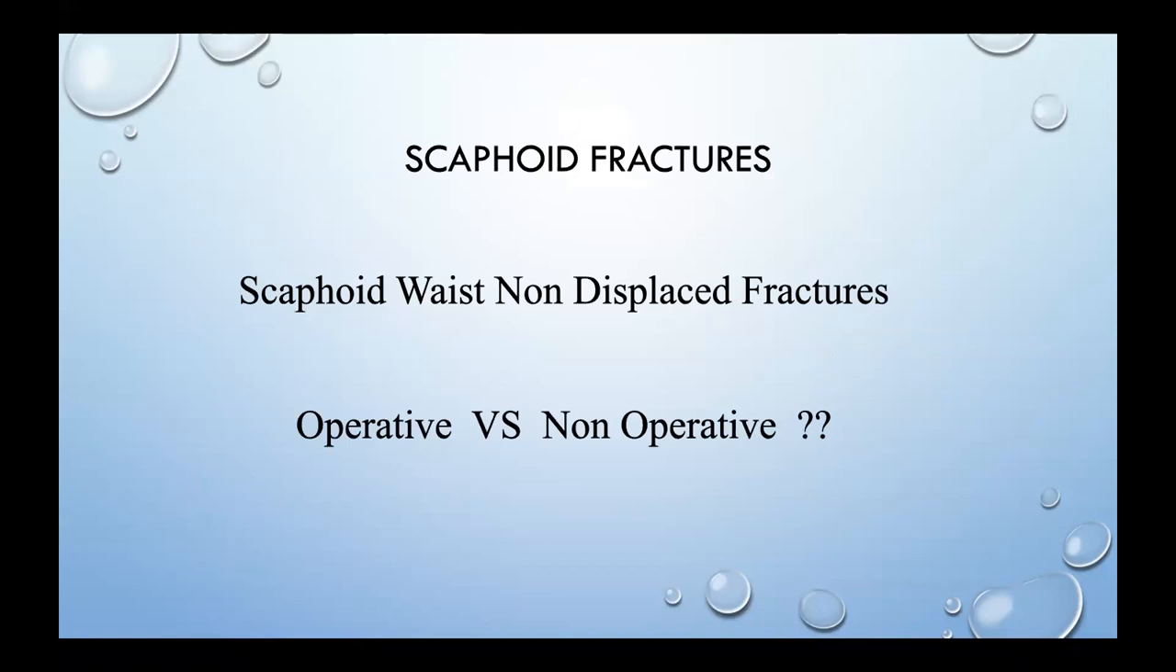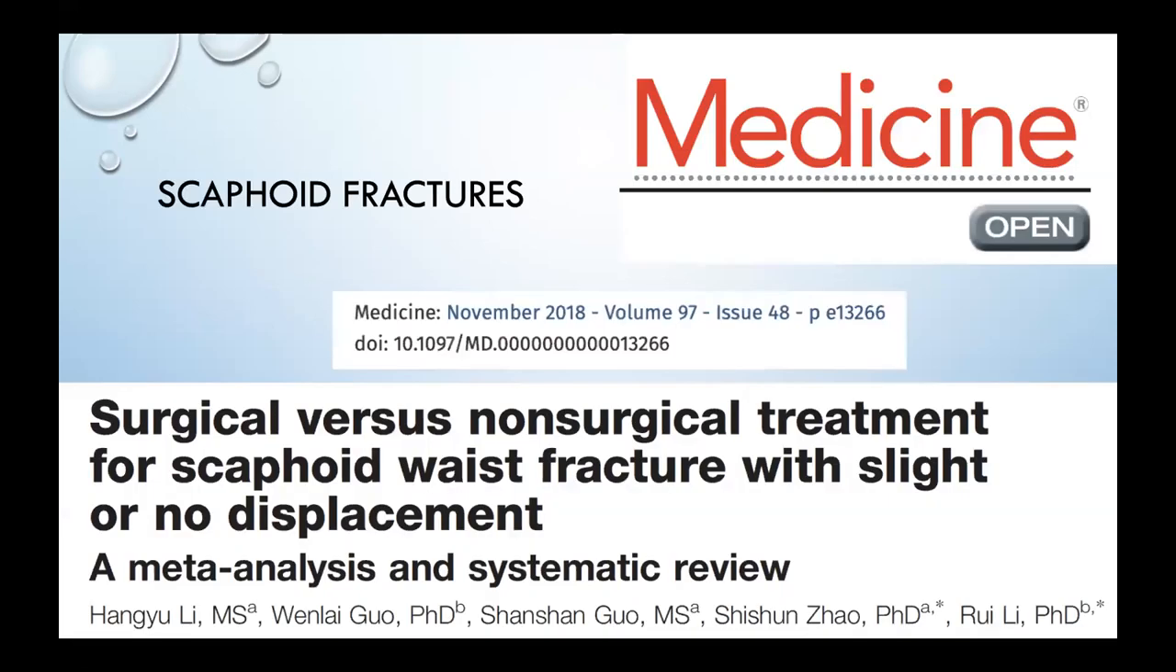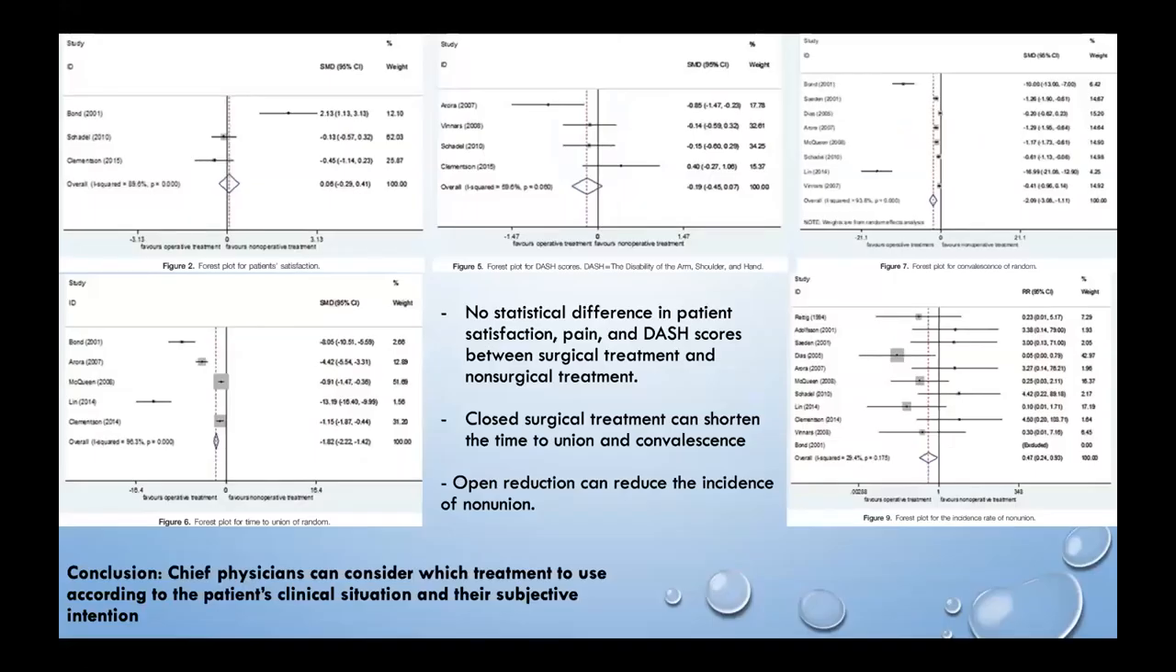Next topic is scaphoid fractures. Also, it's important in the exam where you want to choose between surgery or conservative treatment of scaphoid waist undisplaced fracture. This study done in 2018, which is a meta-analysis and a systematic review about surgical versus non-surgical treatment of scaphoid waist fractures. The results show no significant difference between both groups regarding patient satisfaction, pain, and functional outcomes. They found also that closed treatment shortened the time to union with early return to work, and open reduction reduces the incidence of non-union. So as a conclusion, the surgeon can decide treatment according to the patient's situation and needs, as the evidence cannot establish which method is superior.